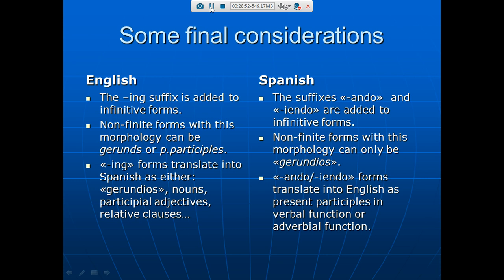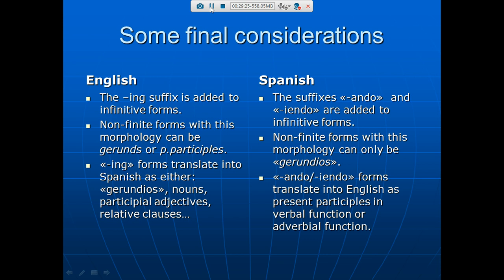Okay, some final considerations. Why is it that we should compare, or we think it's worth comparing and contrasting these non-finite forms? Because the ing suffix in English is added to infinitive forms, and it is considered as equivalent, between inverted commas, in form to the suffixes ando and yendo in Spanish. Ando is added to the verbs of primera conjugación and yendo to the verbs of segunda conjugación.